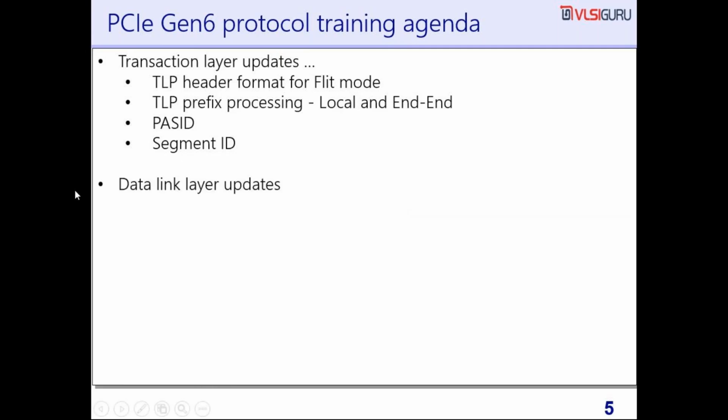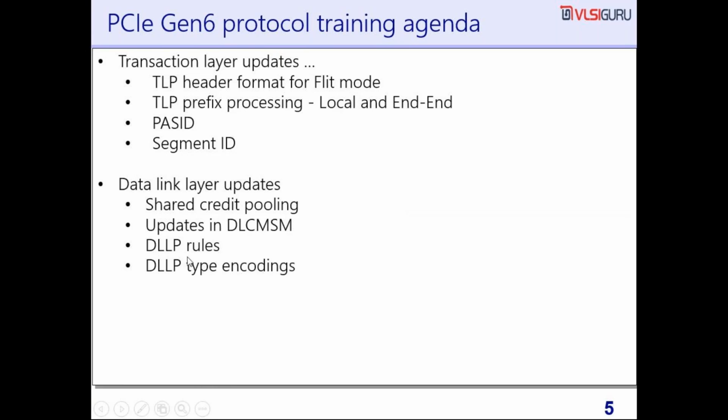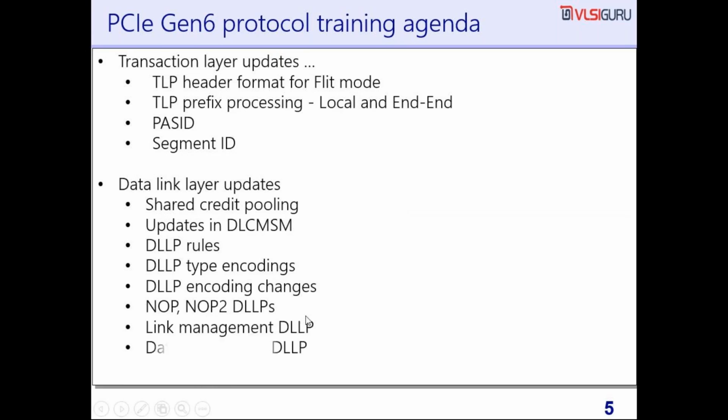Then we'll be talking about data link layer updates, where we'll cover the concept of shared credit pooling that has been introduced in Gen 6. We'll also talk about the updates to the DLCM state machine, DLLP rules and DLLP type encodings. A few new types of DLLPs have been introduced, notably NOP DLLP, NOP2 DLLP, and link management DLLP. So we'll be talking about DLLP encoding changes like NOP, NOP2, and link management DLLP.